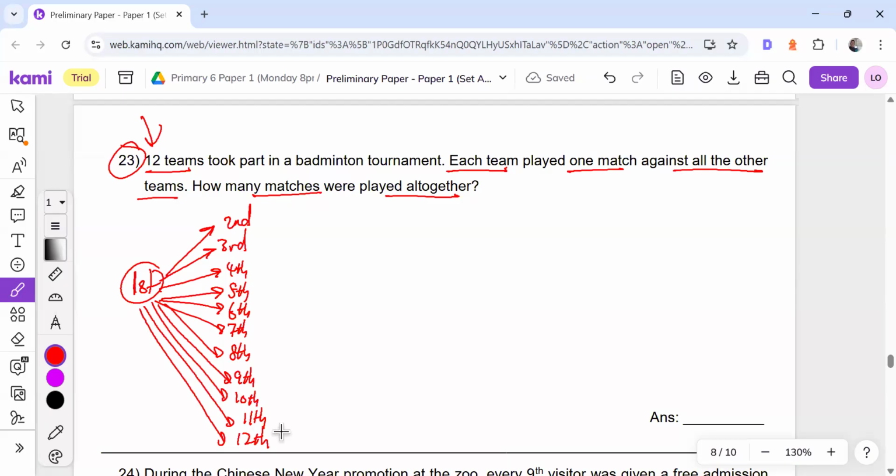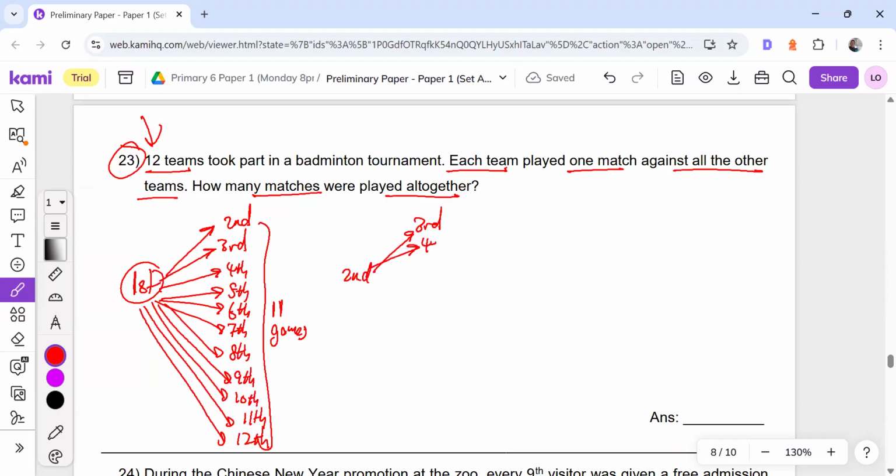So how many games played by the first team? So you count 1, 2, 3, 4, 5, 6, 7, 8, 9, 10, 11. So the first team has played 11 games. First team. All right. Now we go to second team. Second team cannot play with the first team anymore because the first team has played with the second already. So second team will play with the third.